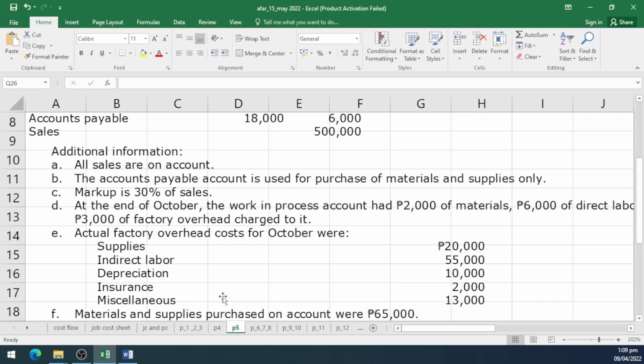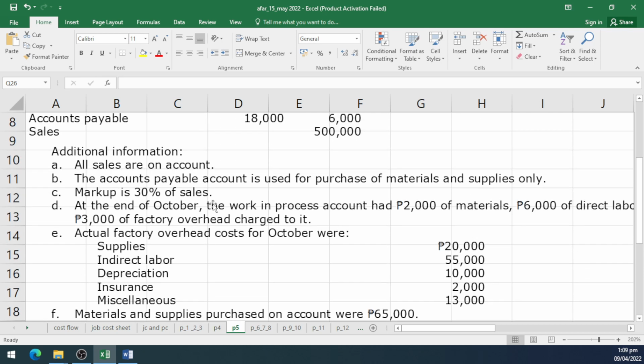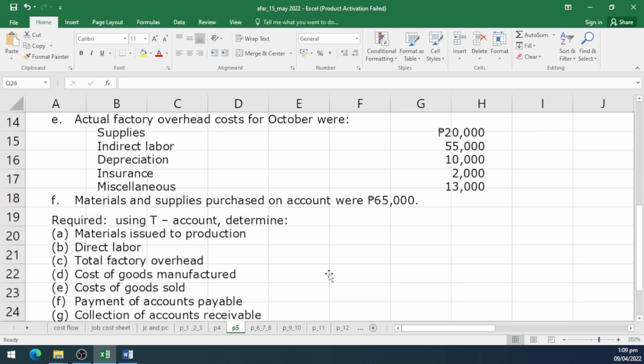And here are the actual factory overhead: 20, 55, 10, 2, and 13. Then it says that materials and supplies purchased on account were 65. It says further, in information letter B, na yung accounts payable is used for materials and supplies only. Okay? We now reconstruct the following.